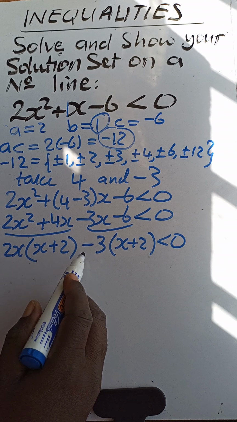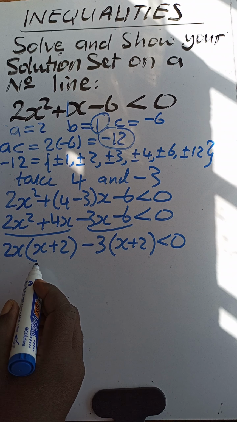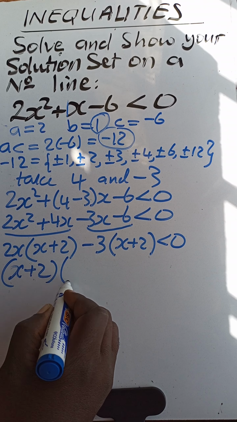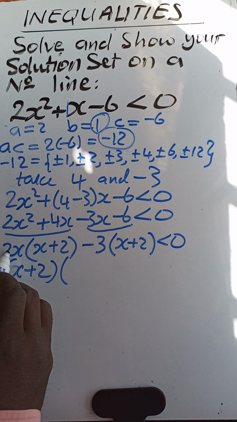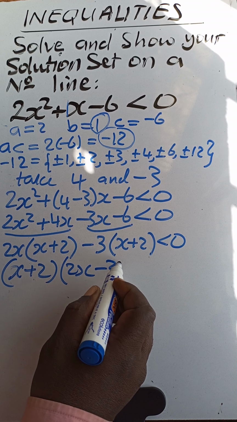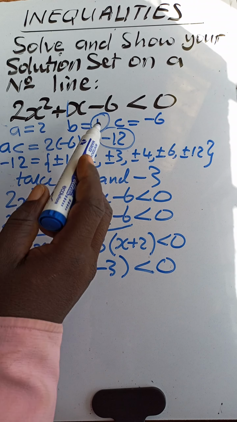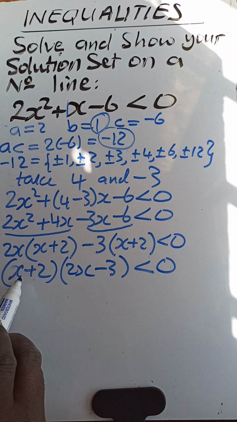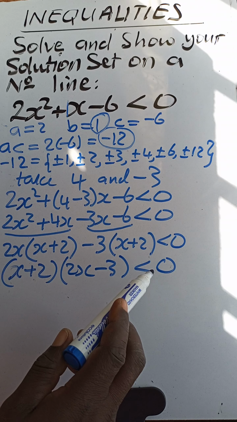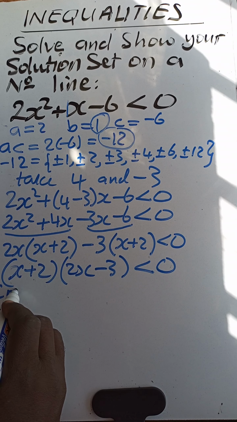Now, look at it. We find x plus 2 again is common. So the factorization process continues. We bring out x plus 2, and when we remove it, we're left here with 2x, and here with negative 3, less than 0. Now, this quadratic inequality has been written in factorized form as x plus 2 times 2x minus 3 less than 0. From here, we now have to look for the critical points.